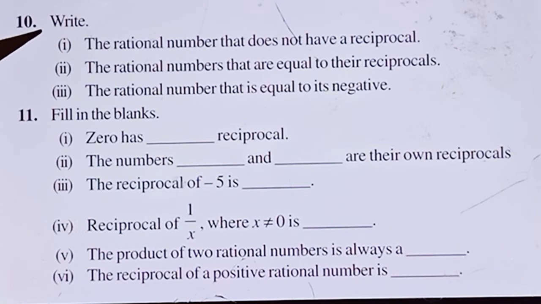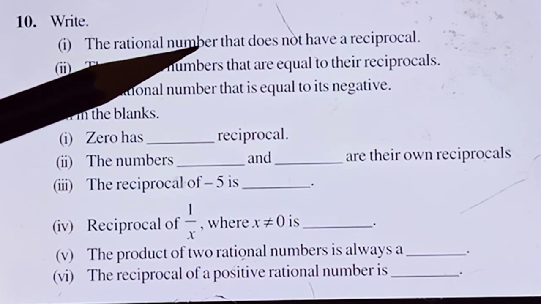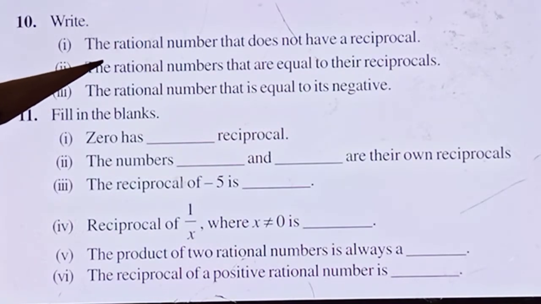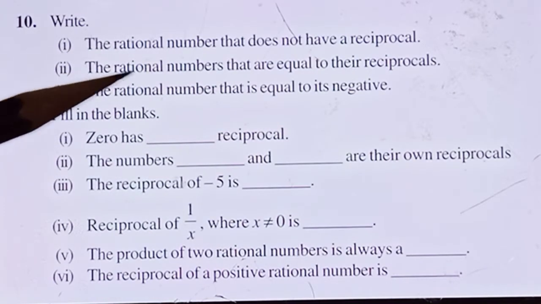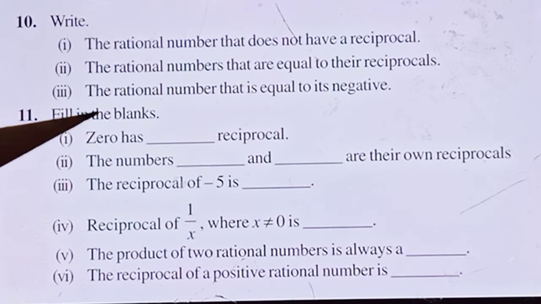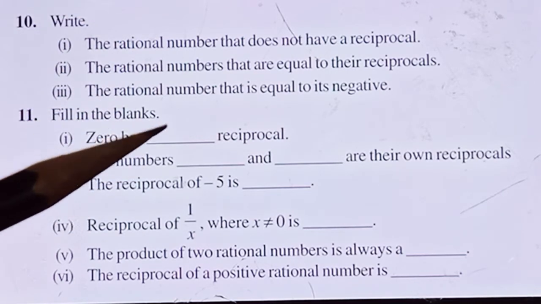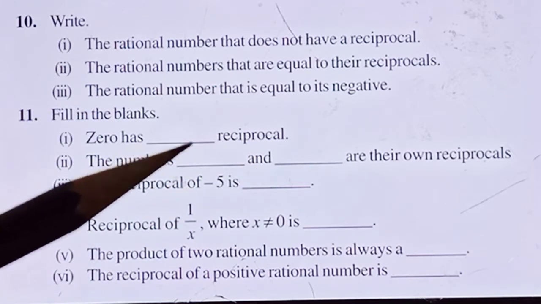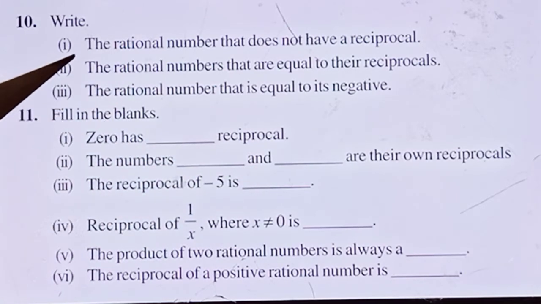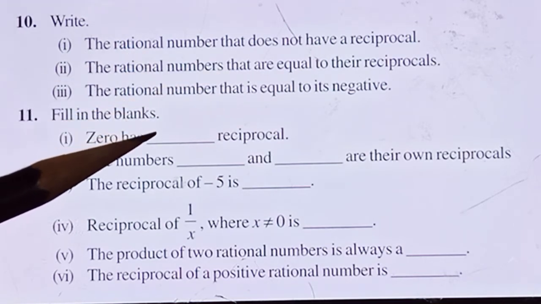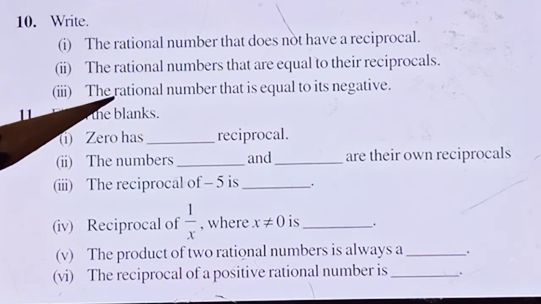Now see the 10th one. Write the rational number that does not have a reciprocal. That would be 0, because 0 means 0 upon 1 if you write it, then reciprocating gives 1 upon 0, and we know in rational numbers division by 0 is not allowed. The denominator q should not be 0. So 0 is the only rational number which does not have its inverse or reciprocal.